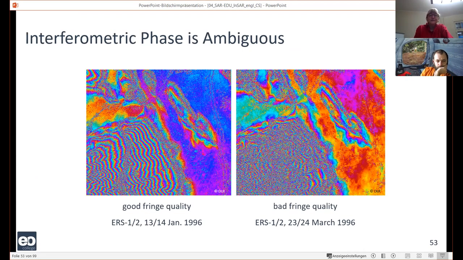Yeah, phase unwrapping. And again, here we look at two images, a good fringe quality. And you see, this whole debate on coherence came from the 90s, when we had the repeat pass orbits, or rather dual pass from ERS-1 and 2 with 24 hours between. Here, an example from 13th and 14th of January, or here around the 23rd and 24th, a similar area. But obviously, maybe vegetation developed. I don't know which geographical site that exactly is. But you see the fringes. You cannot follow all the fringes nicely, which means you cannot produce an elevation model.